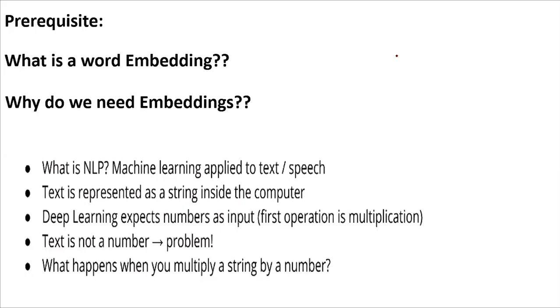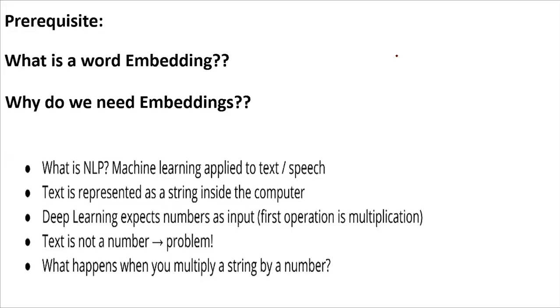For doing NLP, and especially while using deep learning architectures for NLP, the input should be in the form of numbers, and text is not a number. Let's say I say I am a machine learning engineer. There's no number in this, it's all string. The computer will not understand if I put this into a machine learning algorithm. So that's why we need to take into account word embeddings.